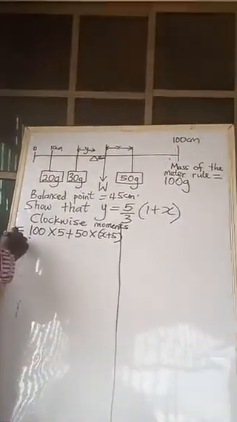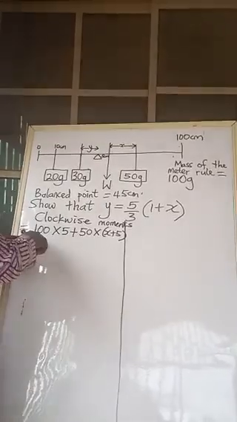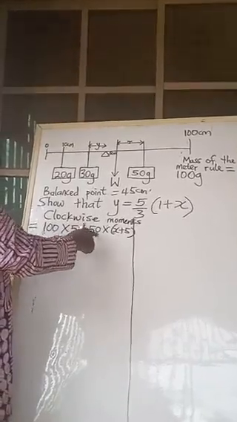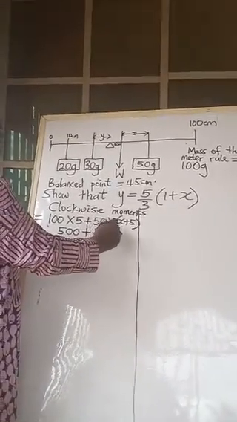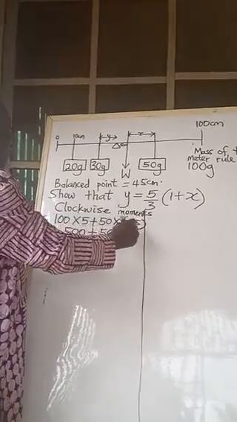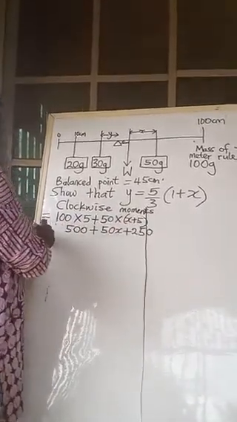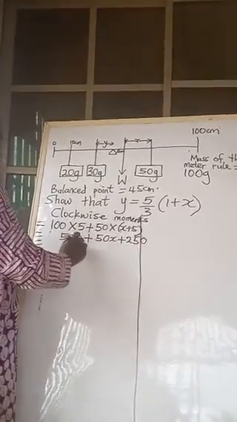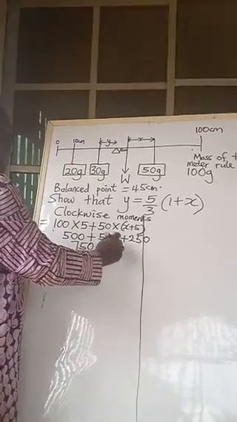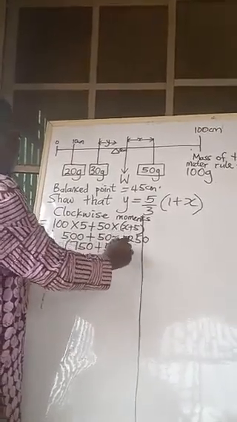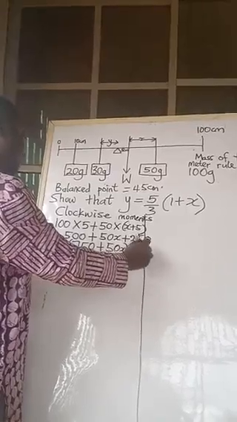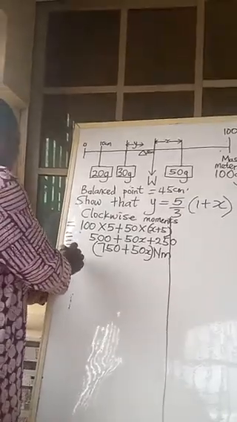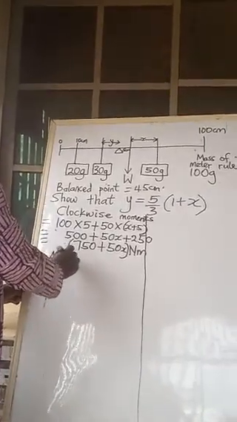So now we want to add all the clockwise moments. 100 times 5, that is 500. Then plus 50 times x, that is 50x. Plus 50 times 5, that is 250. Then the sum of these clockwise moments now is 500 plus 250, that is 750, plus 50x. Then the unit is Newton meter, because moment is force times distance. Force is in Newton, distance is in meter. Now the next step is to find the sum of the anti-clockwise moments.